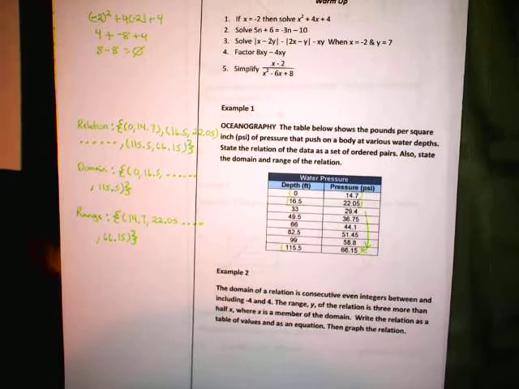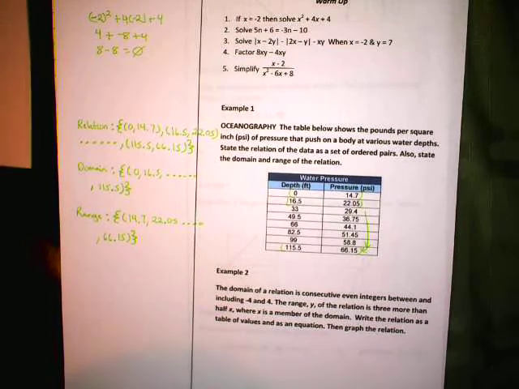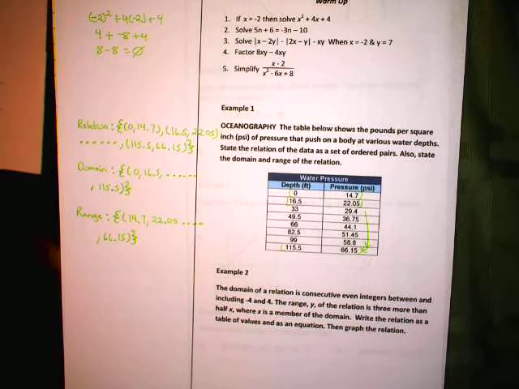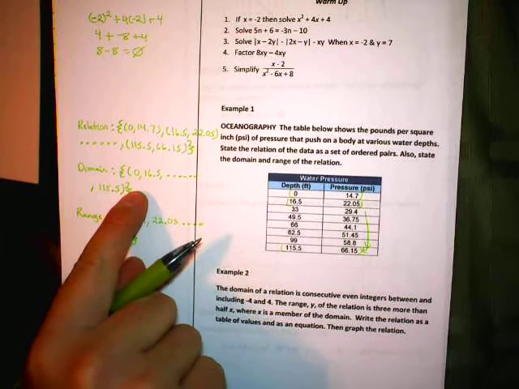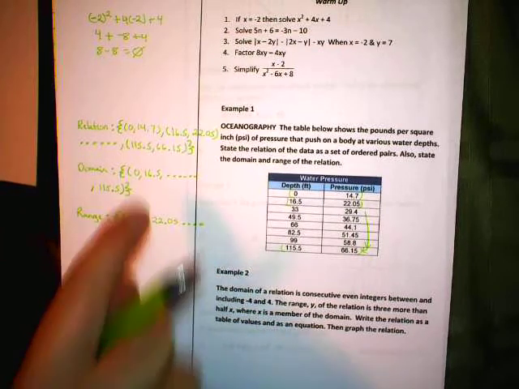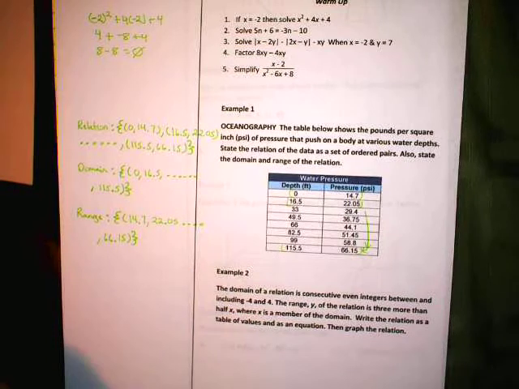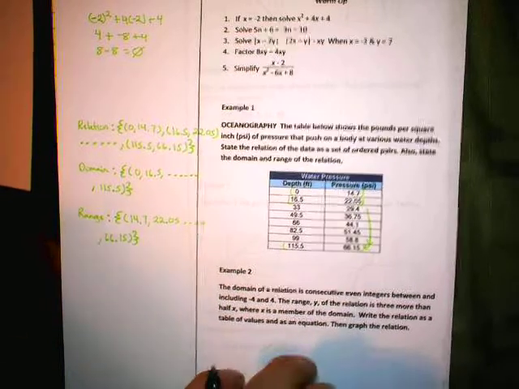So anytime we come to, again, a problem like example 1, where we need to state the relation as a set of ordered pairs, domain as a set of x values, and then range as a set of y values. Let's get a little more advanced real quick.